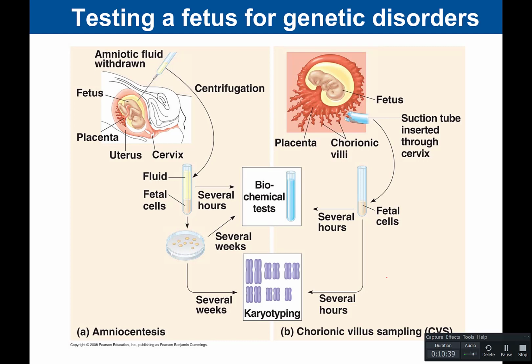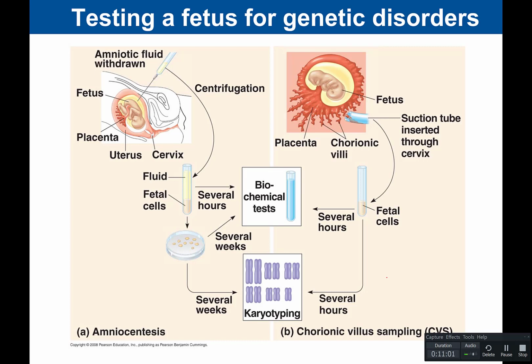And so there are ways to test a fetus for genetic disorders. The most common and the kind of historical ways would be through one of 2 methods. One is referred to as amniocentesis, and the other one is chorionic villus sampling, which is abbreviated CVS. Think of like the drugstore.